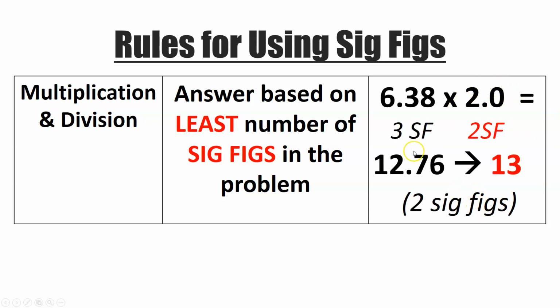So that means I have to round my final answer to match the number of sig figs from my worst number here. So I'm not going to say 12, right? Because this doesn't round to 12. This would round to 13, and that would be 2 significant figures. Sometimes your answer will end up smaller. Sometimes it will end up bigger. It just depends on the rounding and the number of sig figs that you can use.